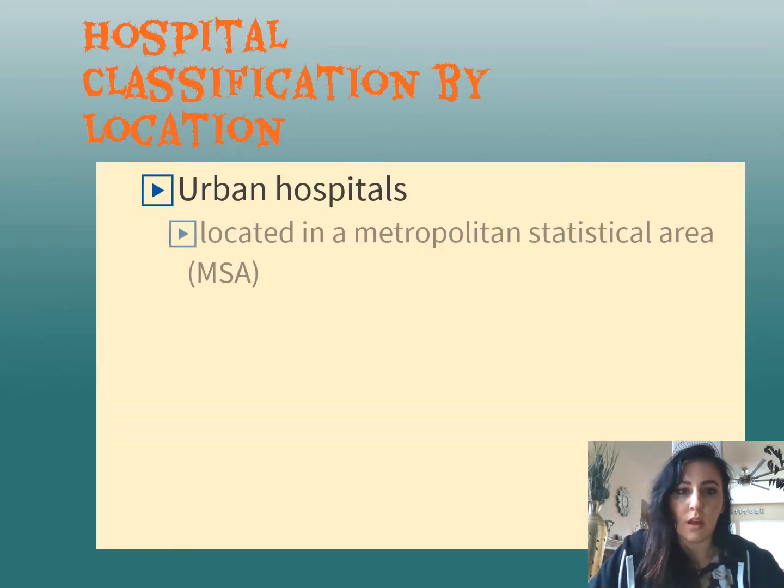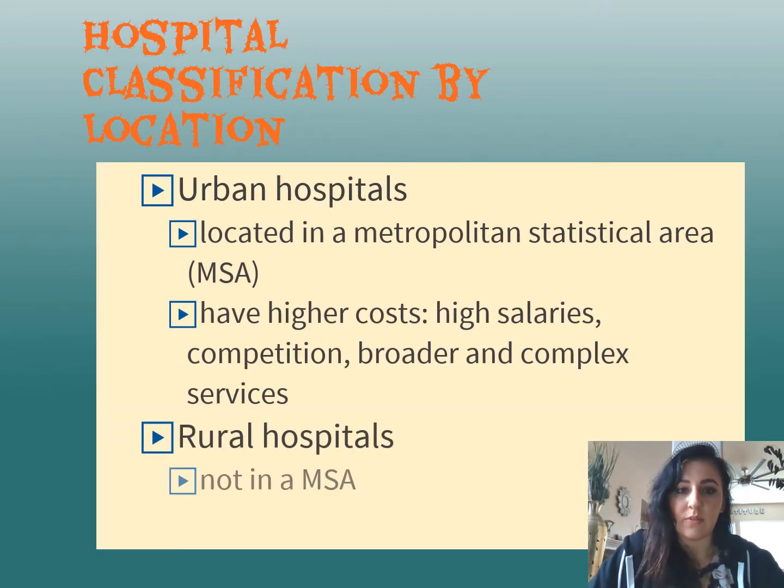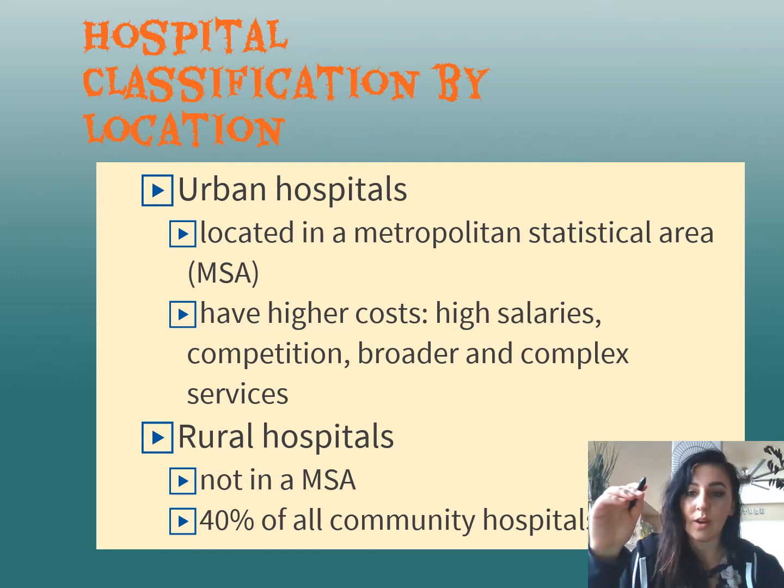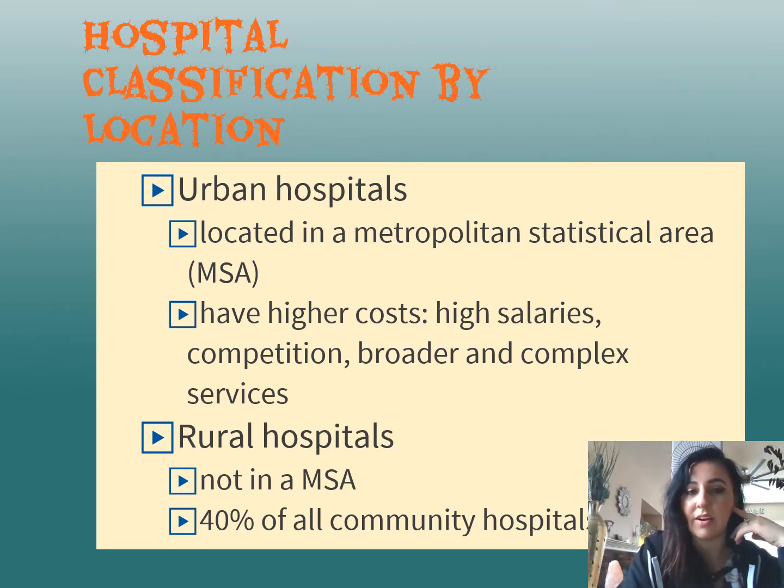All right, so then we can classify hospitals based on location. Okay, so we've got urban hospitals and then rural hospitals. Urban hospitals are the hospitals that are in urban areas, or those highly populated metropolitan areas. Okay, a lot of people. Higher populated areas.